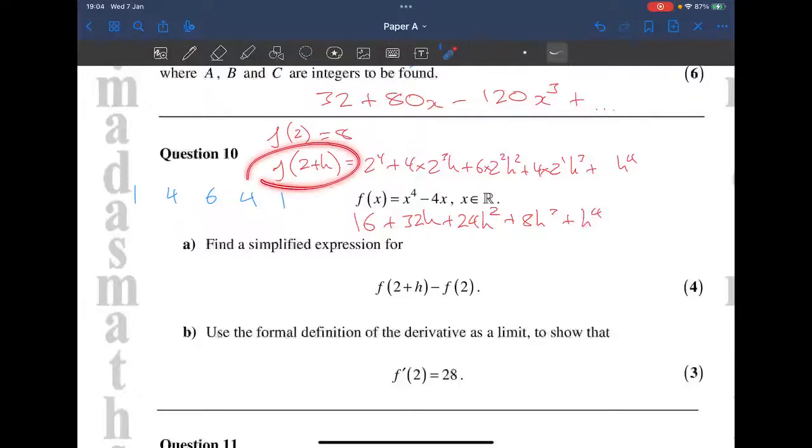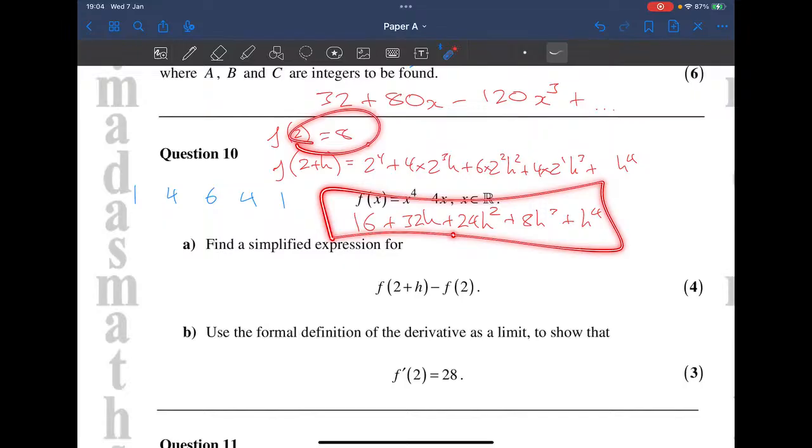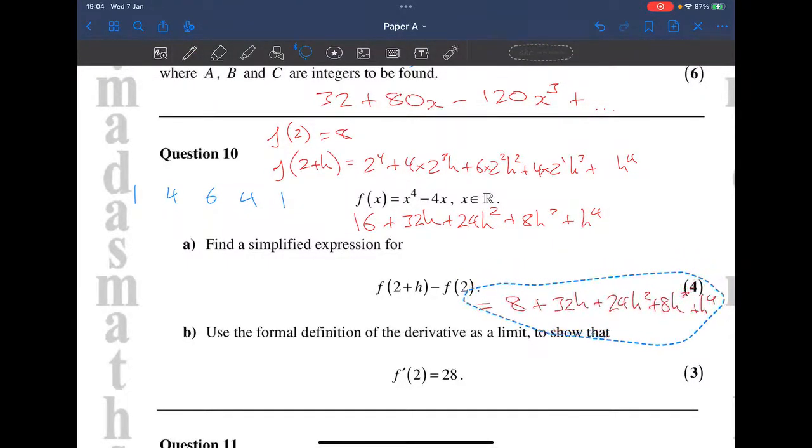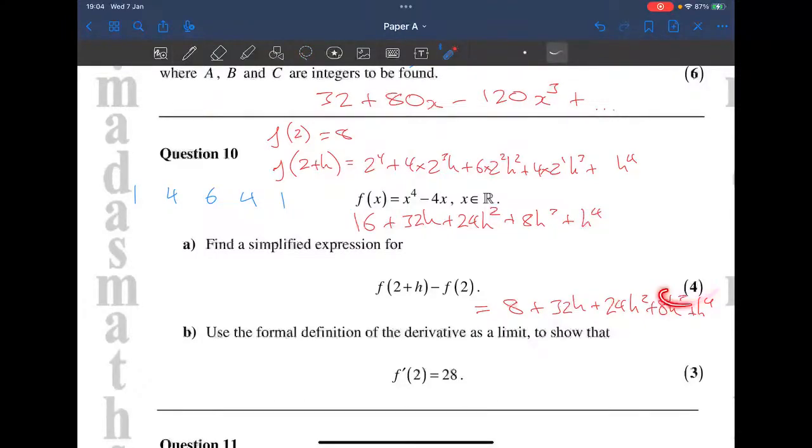Remembering this is just for f of 2 plus h. We need the difference of these two. So this entire thing we've just found, but take away the 8. The only thing that's going to change then, this 16 will transform into 8. So 8 plus 32h plus 24h squared plus 8h cubed plus the h to the 4 all popping out. I'll just move that slightly so we can see all of it. Nice. So that's part A, 4 marks for that.